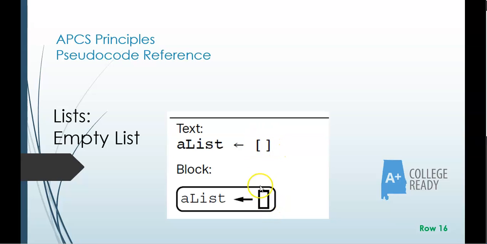And in the block version, I think this is empty brackets. They're just so close together that it looks like a big empty rectangle. But this is what this is meaning. So let's take a look at what an empty list looks like in Snap and what an empty list looks like in Python.